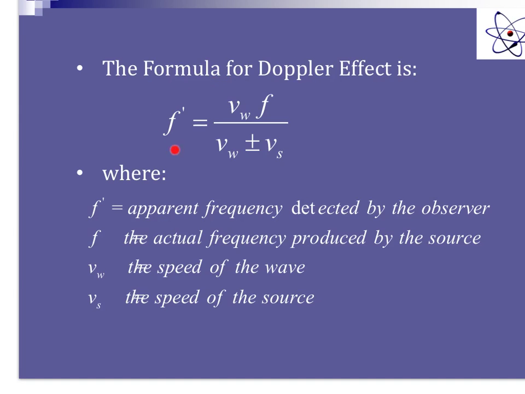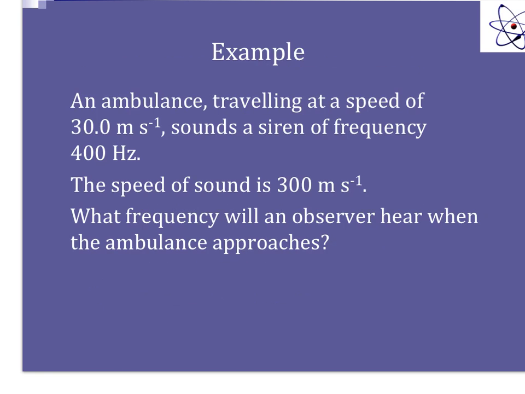Now we come to the formula for the Doppler effect. F prime stands for the apparent frequency, F is the actual frequency, VW stands for the speed of the waves, and VS stands for the speed of the source, could be the ambulance, police car, whatever, plus and minus here. In other words, depending whether the source is moving towards the observer or away from the observer. Here we look at an example.